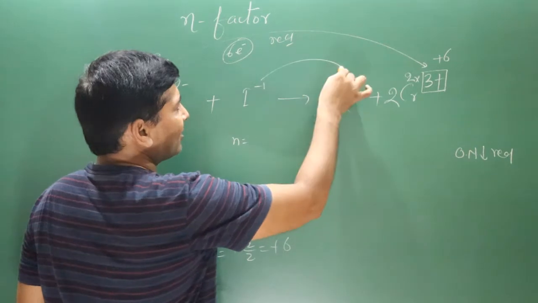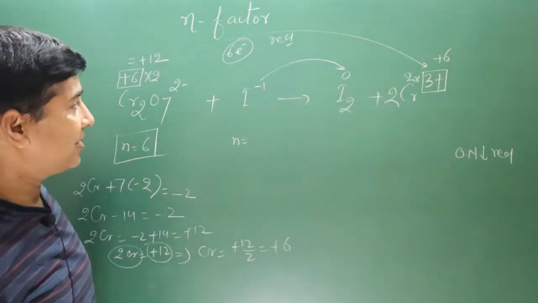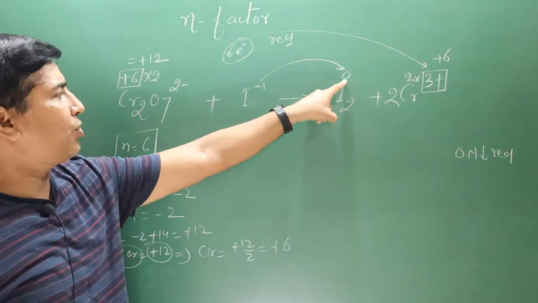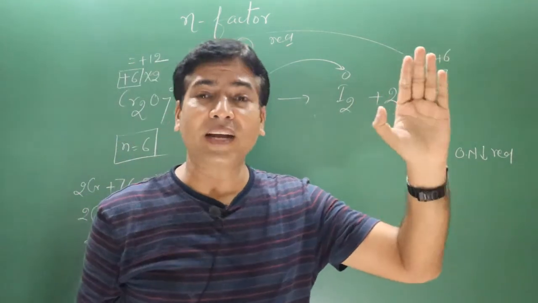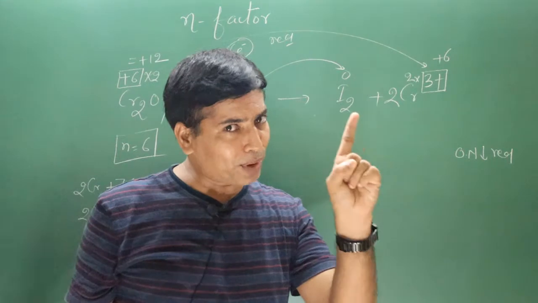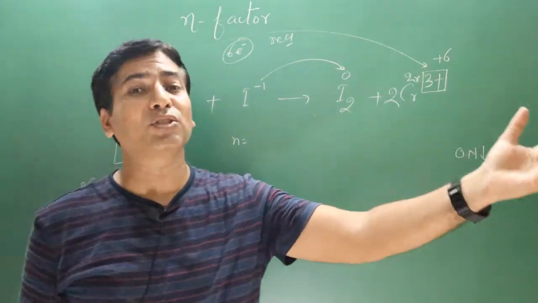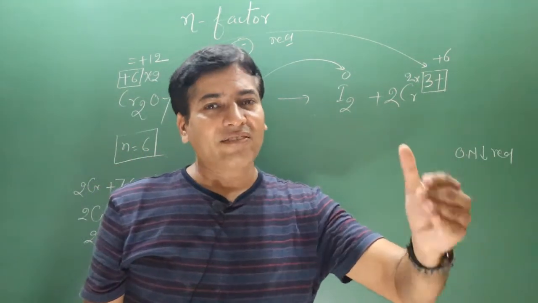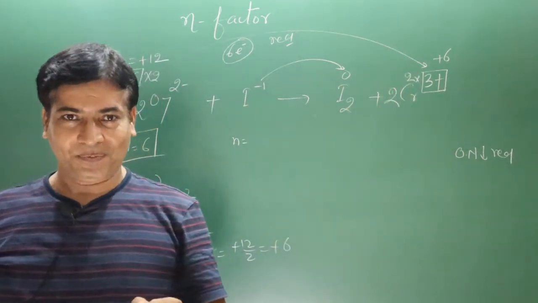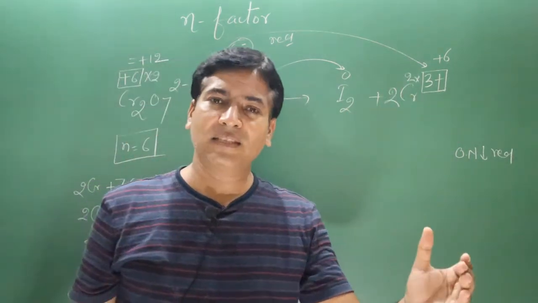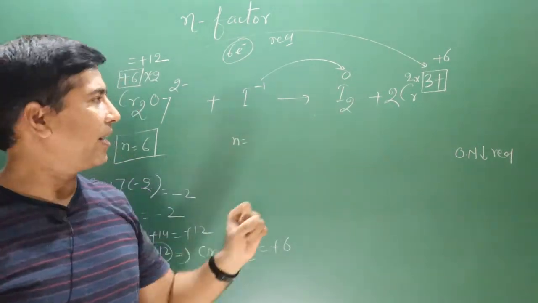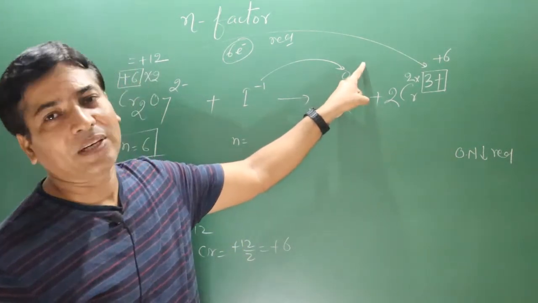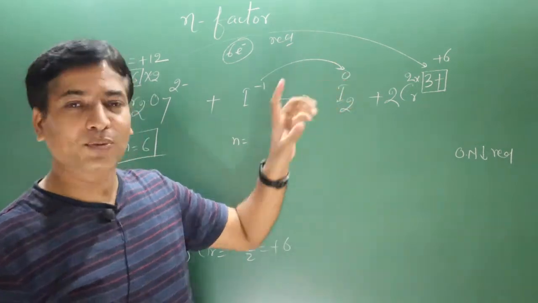So if I compare the oxidation numbers, you can see 0 minus -1. You cannot write -1 minus 0, otherwise you will get -1. And N factor value can never be negative. The difference in oxidation number should always be positive. So this is a large value, this is a small value. 2 multiplied by 0 is 0, so each iodine will also be 0 in this case.